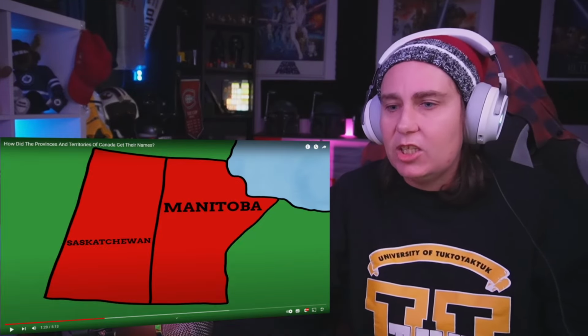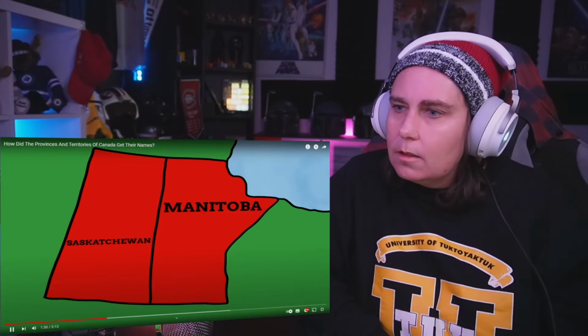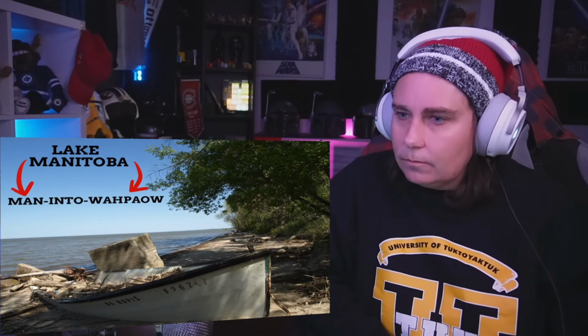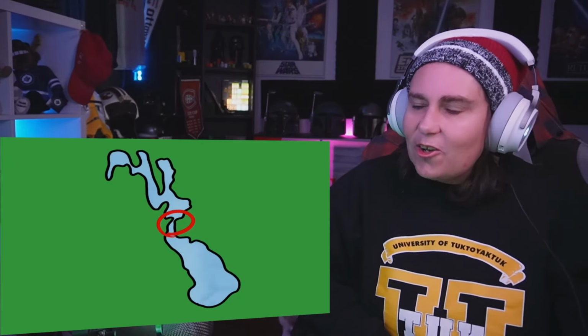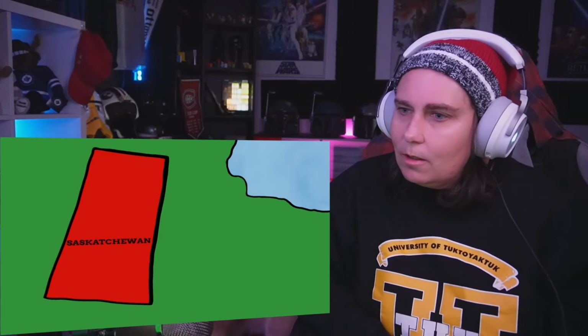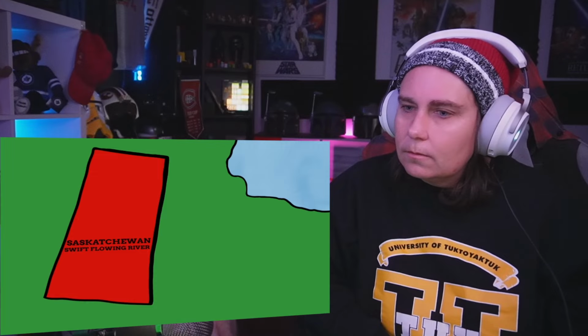Saskatchewan and Manitoba. But we have another province named after a lake, that of course being Lake Manitoba. Yes, Lake Manitoba. Manitoba comes from the Cree term Man Intawapawa, which means the narrows of the Great Spirit, due to how it narrows more in the centre. Saskatchewan is also Cree and named after a body of water, though a river this time, not a lake. It's believed to mean swift flowing river.